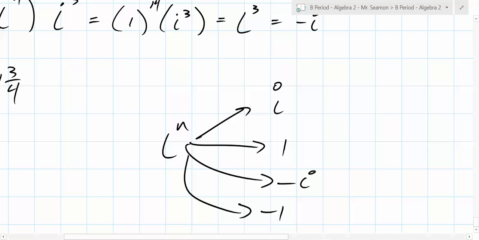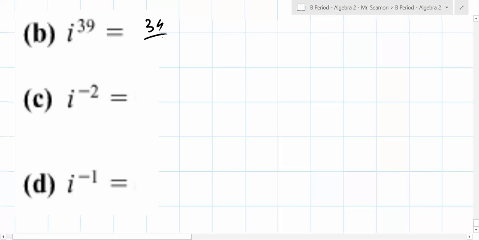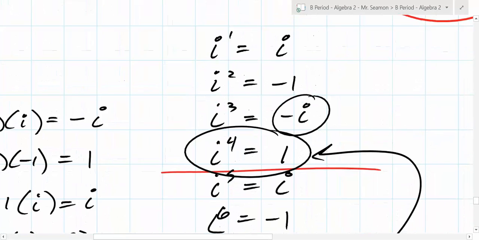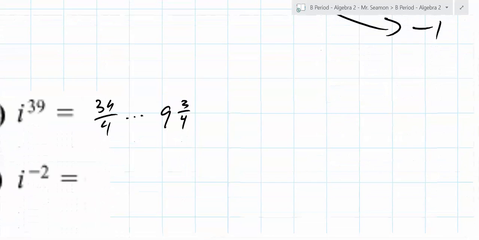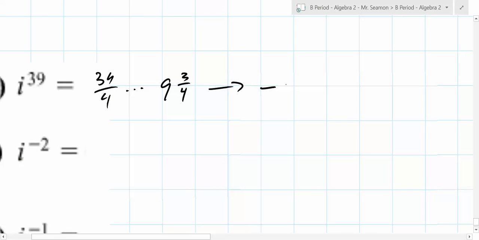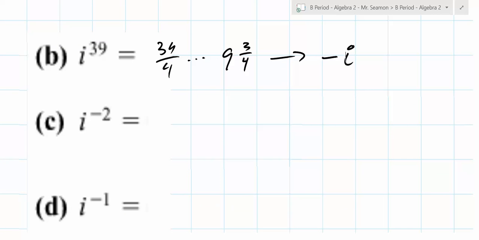So 39 over 4. Just to remember, what is that going to be? It's going to be 9 and 3/4. So it's going to be the third one. Which one is the third one? Negative i. So this one is just like the last one. We're not doing 13, it's 4. So remember, it rotates every 4.